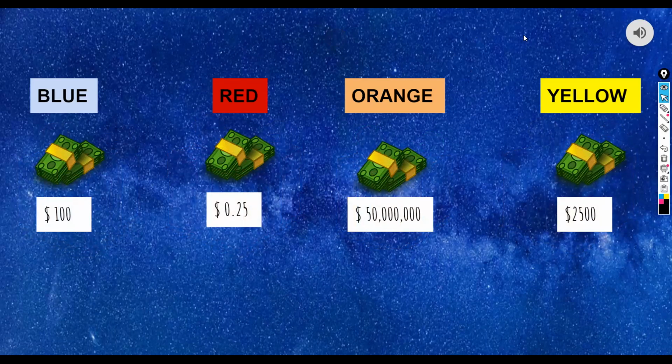So for those who chose red, I guess you got the worst deal out of all of them. All right, but even if you win 25 cents, that's 25 more cents than you had before. Somebody said they chose yellow. Well, for those who chose orange, congrats. All right, so let's move on.